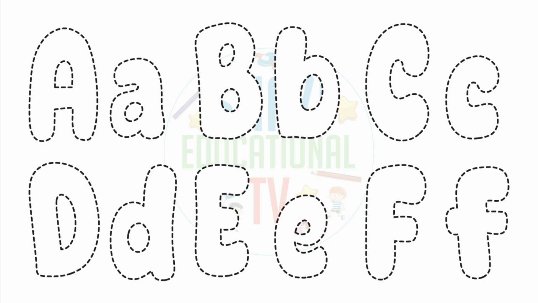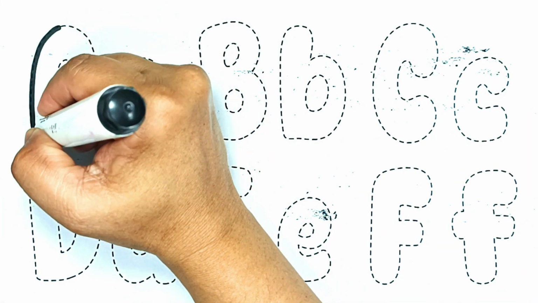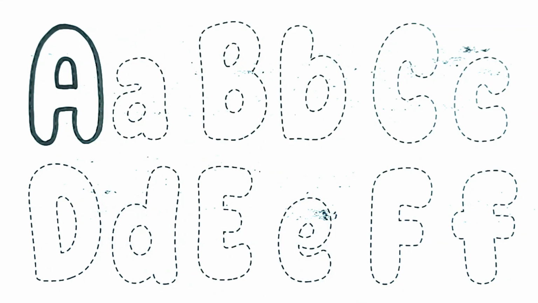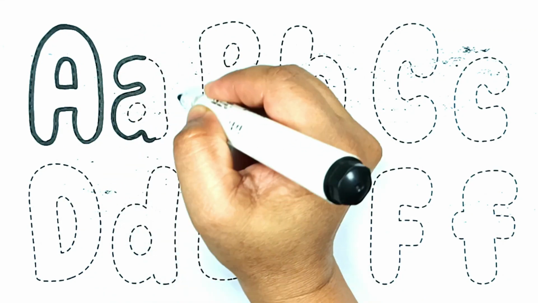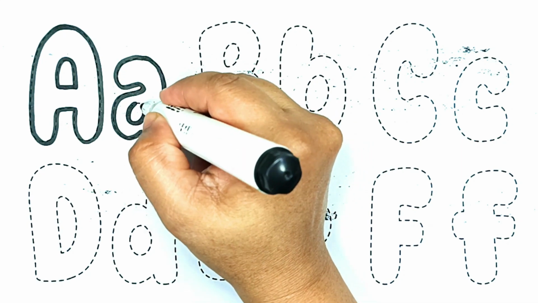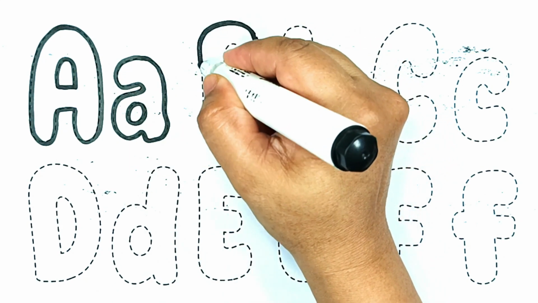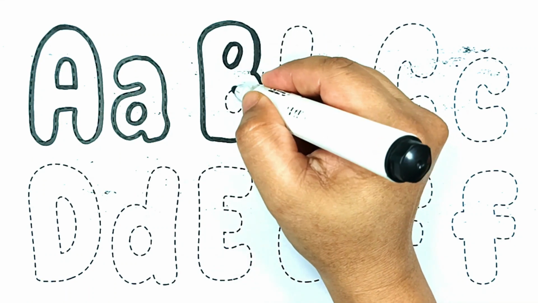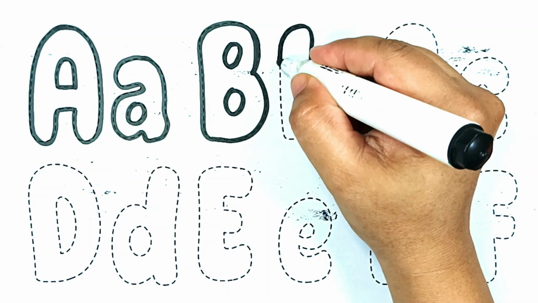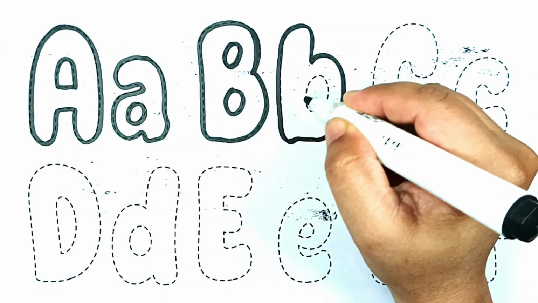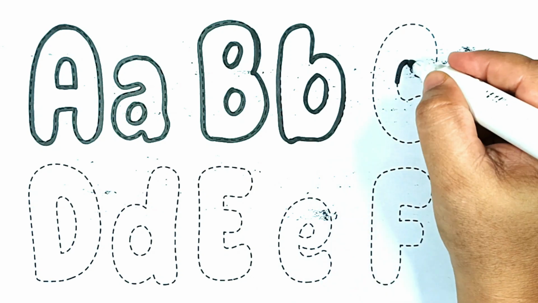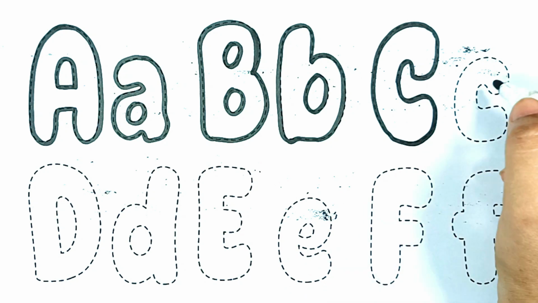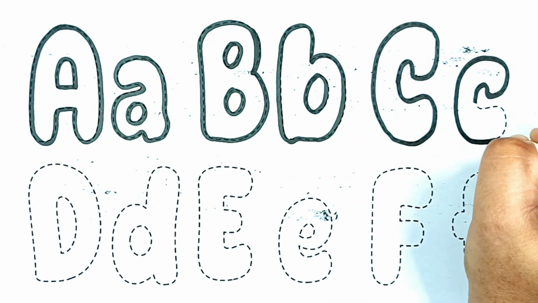Let's trace and paint them together. Uppercase A, lowercase a. Uppercase B, lowercase b. Uppercase C, lowercase c.